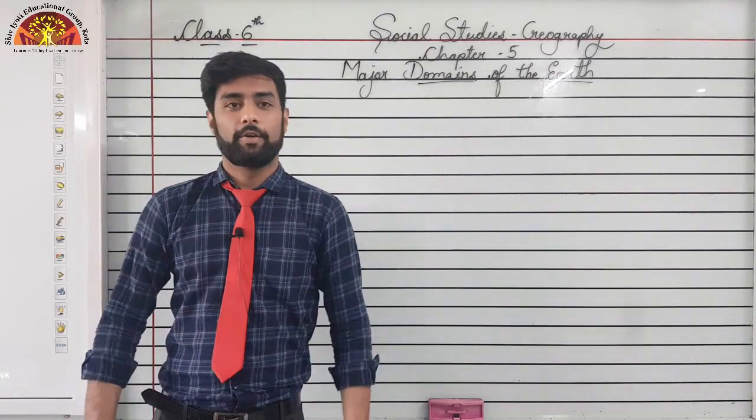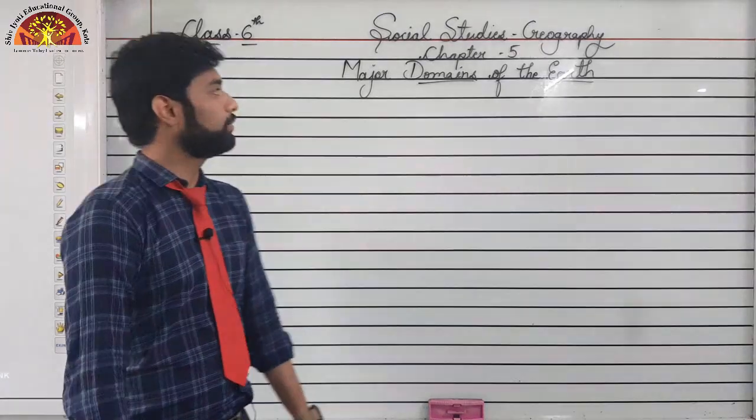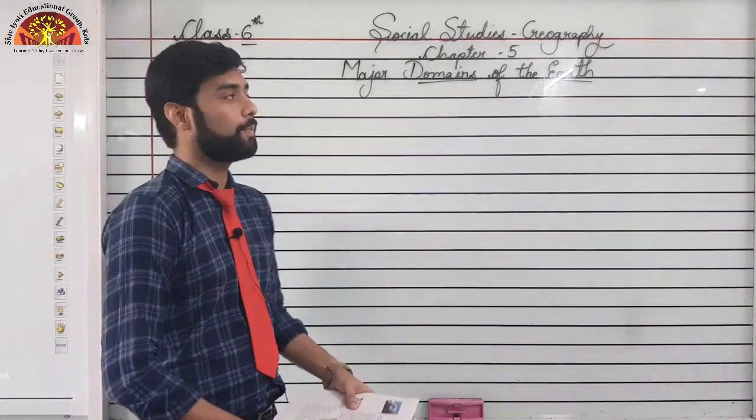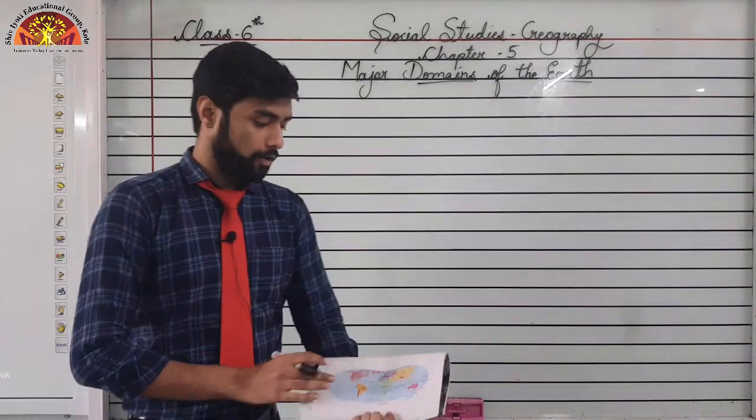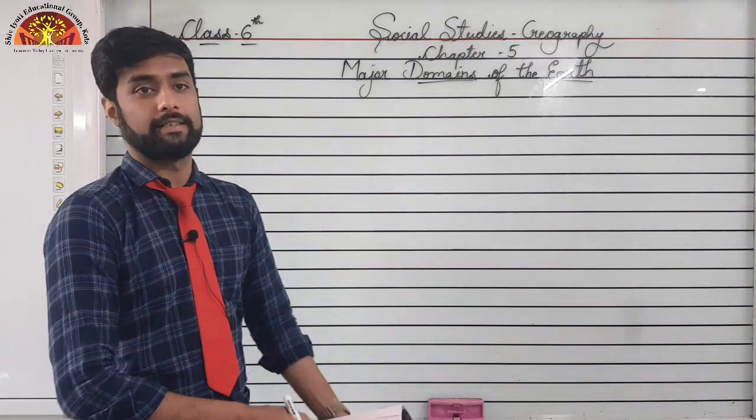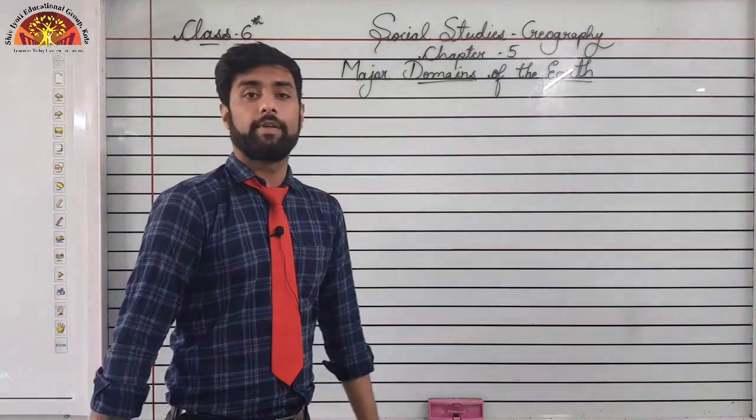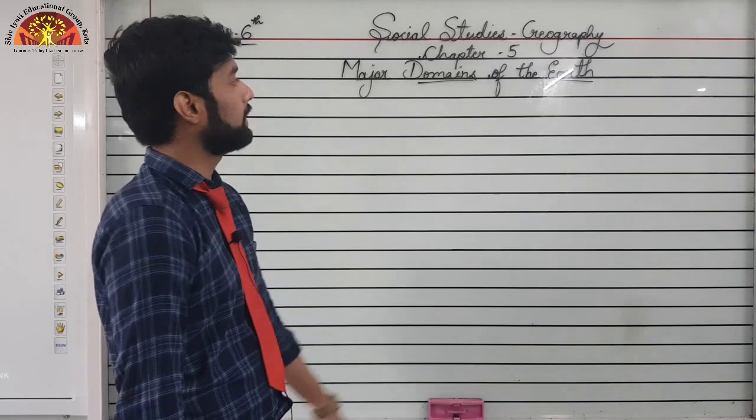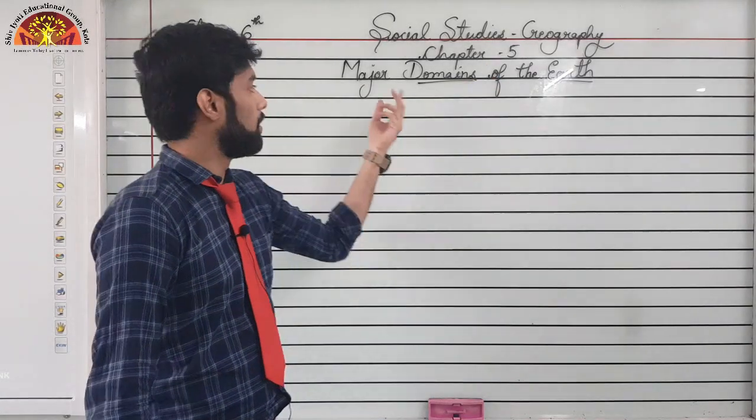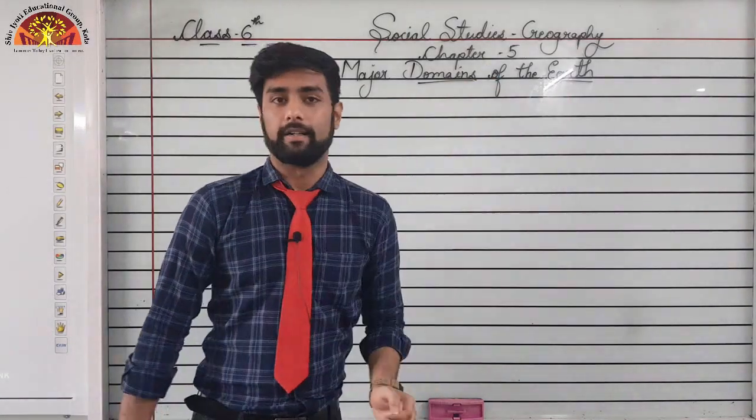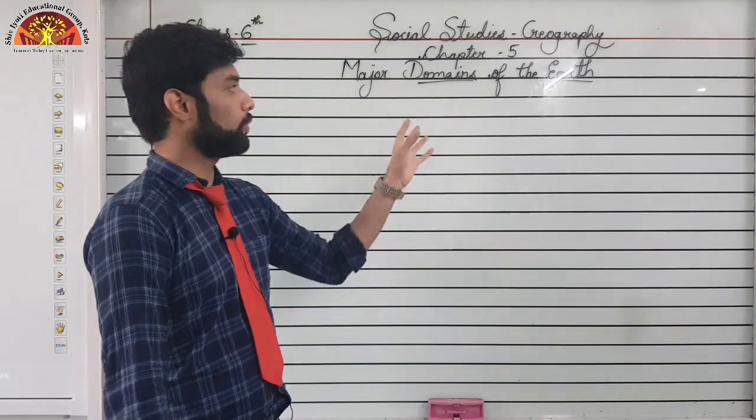And students, today we will learn a new chapter of geography. Okay, so open your geography book in front of you on page number 30. That is chapter number 5, Major Domains of the Earth. Okay, we'll be learning about the domains of the earth.